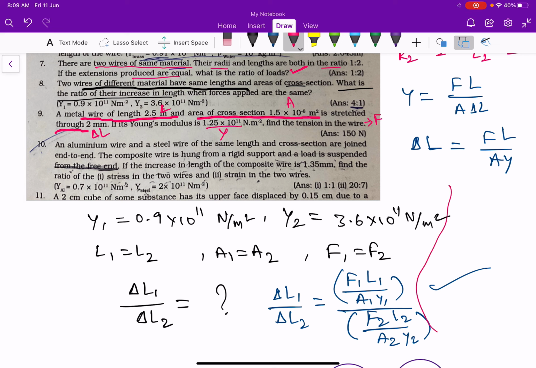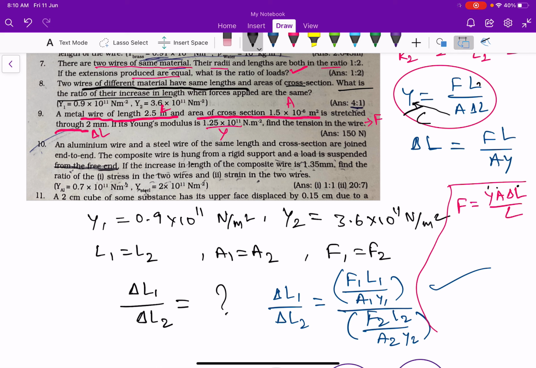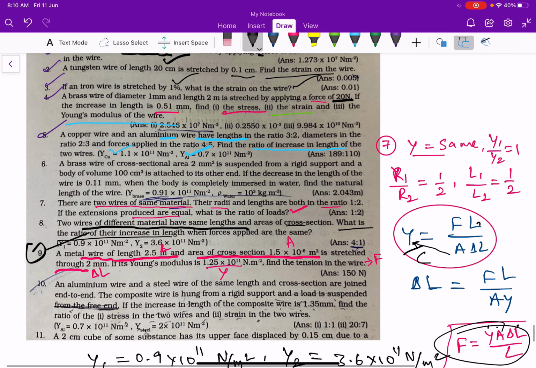The formula for force, the applied force F, is equal to Y A delta L by L. From this equation you can find out the force: Y into A into delta L, divided by L, where L goes to the denominator. By using this formula you can find the solution for problem number 9 also. So the homework is 1, 2, 3, 4, 5, 7, 8 and 9. Solve all these problems. Thank you.